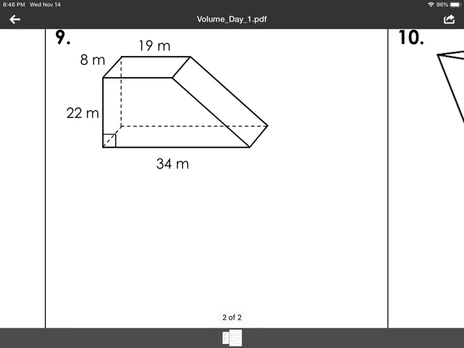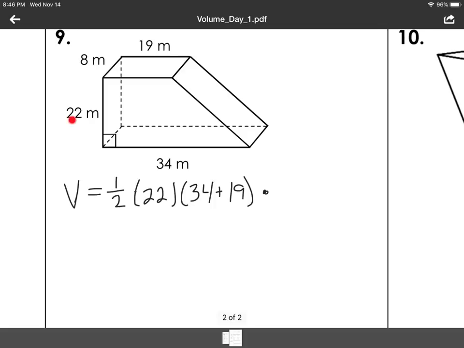So as you are going through, hopefully you notice that it's a trapezoid. So once again, we're going to find the area of our base first. So area of a trapezoid means we're going to take 1/2 times the height of the trapezoid. So in this case, the height of our trapezoid is going to be 22 because it's perpendicular to those two bases, times our two bases added together. So here, those two bases are going to be 34 and 19. And then we're going to multiply that by the height of our prism.